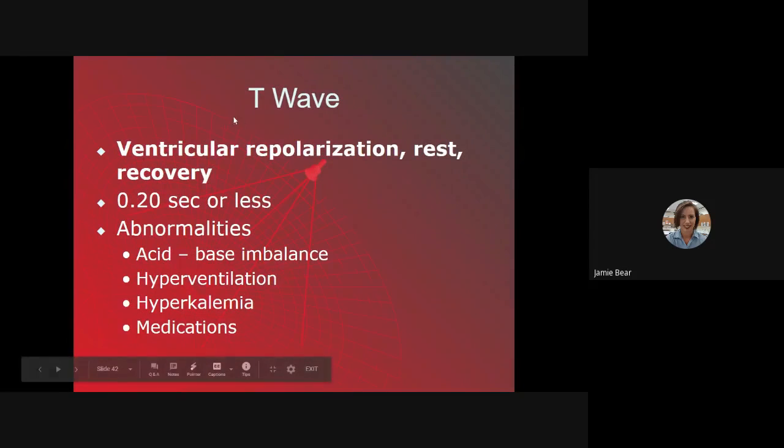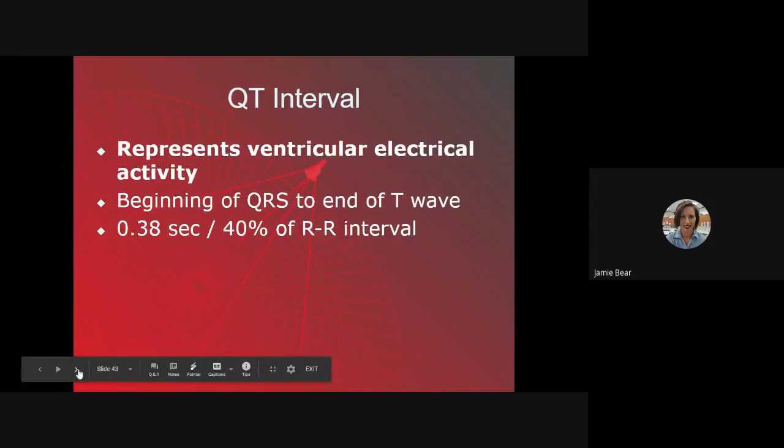The T wave is ventricular repolarization, rest and recovery. It should be about 0.2 seconds or less, and different acid base abnormalities, and once again MIs, myocardial infarctions, can cause an alteration in that T wave. The QT interval represents the whole ventricular electrical activity. It's the beginning of the QRS to the end of the T wave, and that should be about 0.38 seconds, or 40% of the R to R interval.